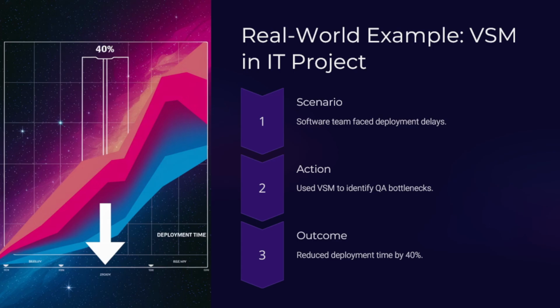So the team introduced automated testing tools and streamlined the handoffs between the development and the quality assurance teams. As a result of implementing the value stream map, the deployment time was reduced by 40%, allowing for faster delivery of updates to customers. This example illustrates the power of value stream mapping in identifying specific inefficiencies and implementing targeted solutions to enhance the overall performance.